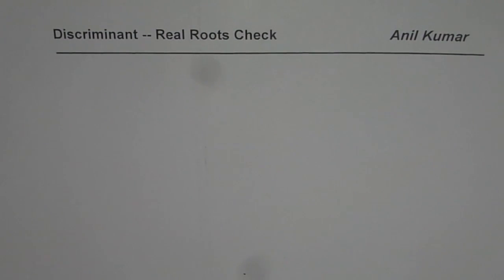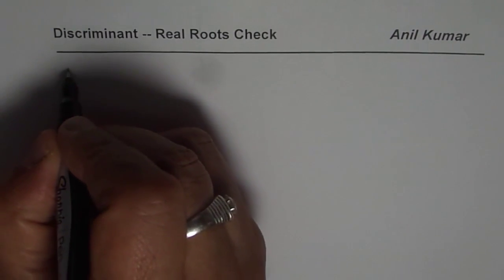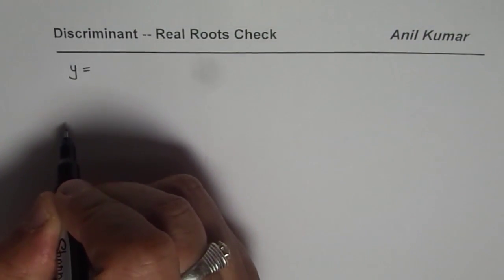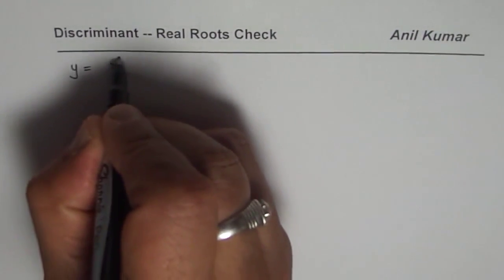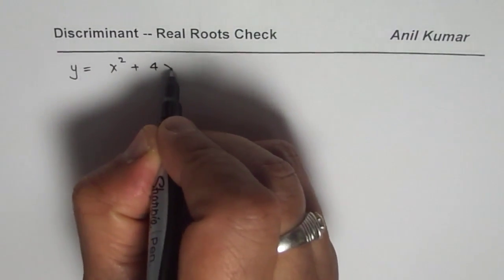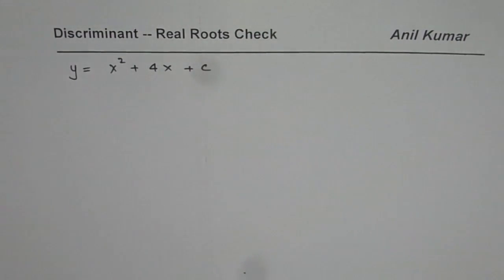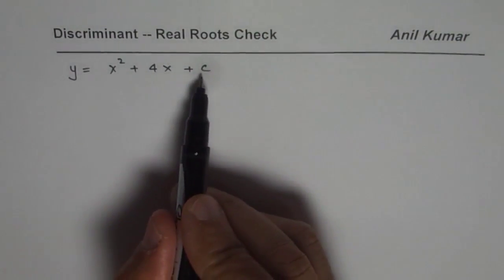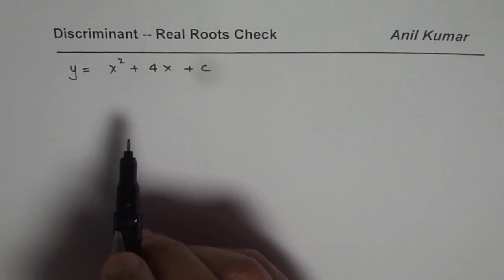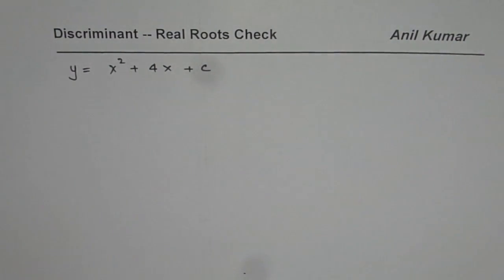I'm Anil Kumar and we are checking the number of roots with the help of discriminant. Let's take up an equation. Let us say y is equal to x square plus 4x plus c. Now in this particular case, we need to find the values of c so that we could have one real root, two real roots, or no real root.